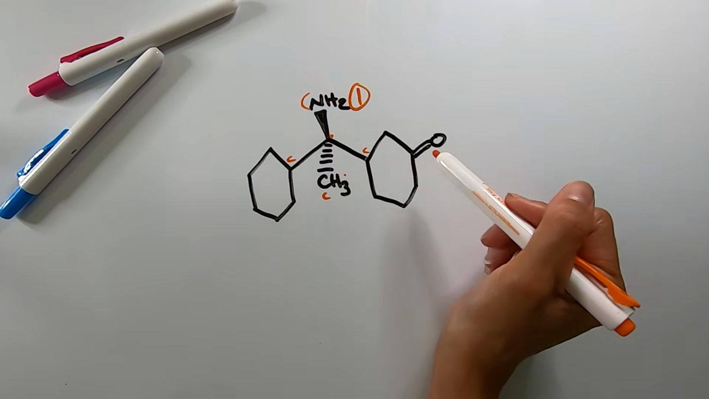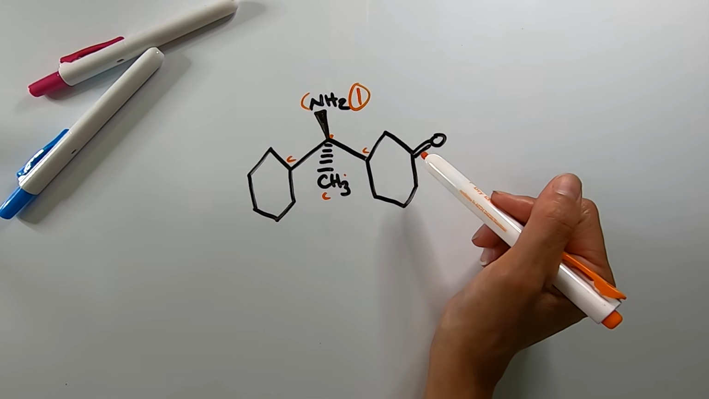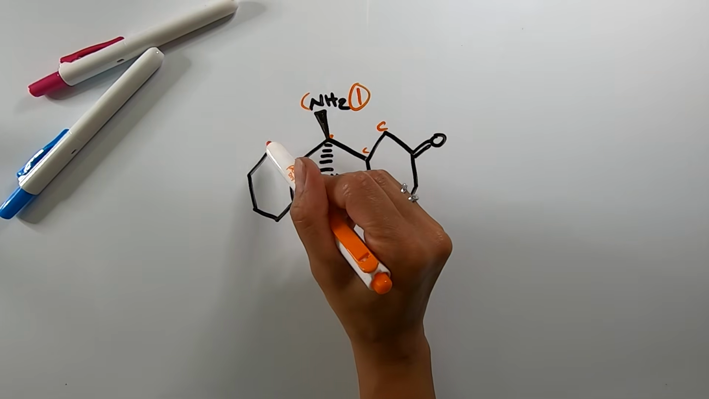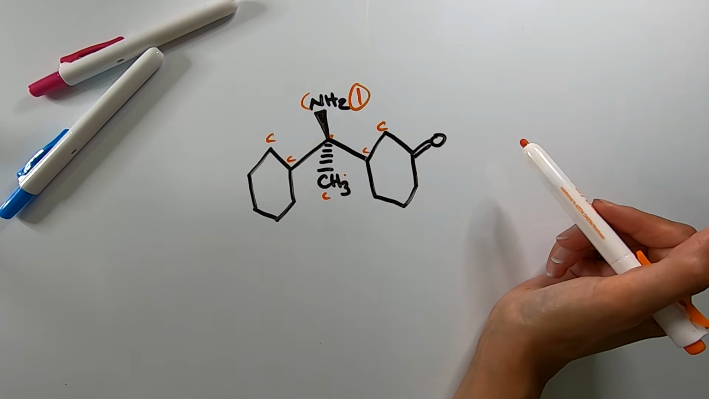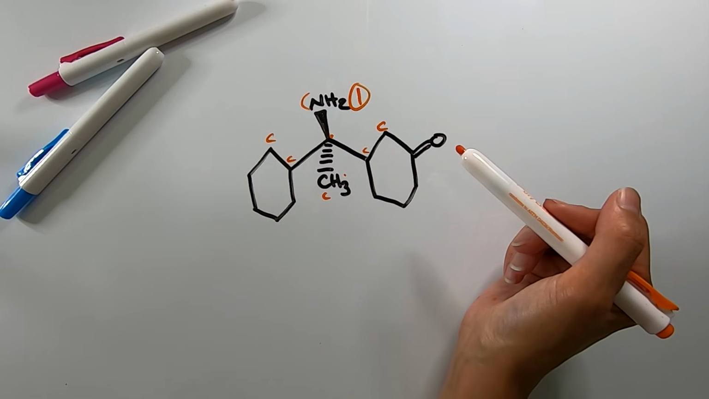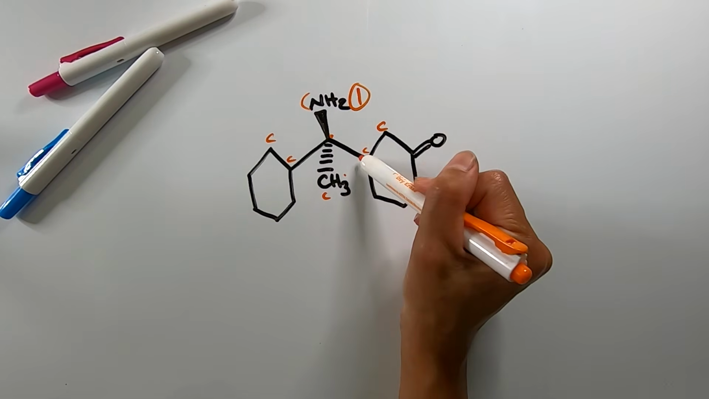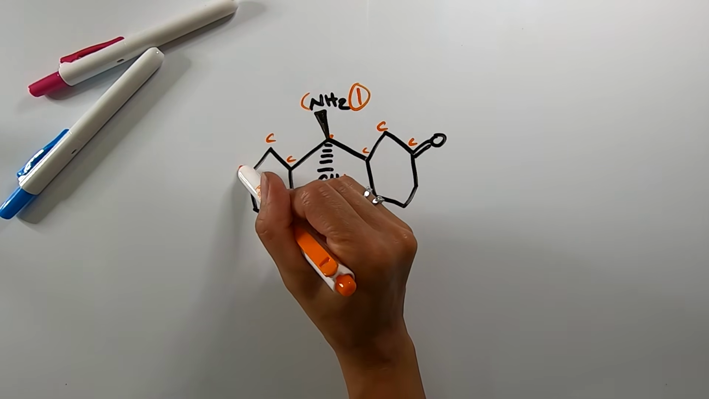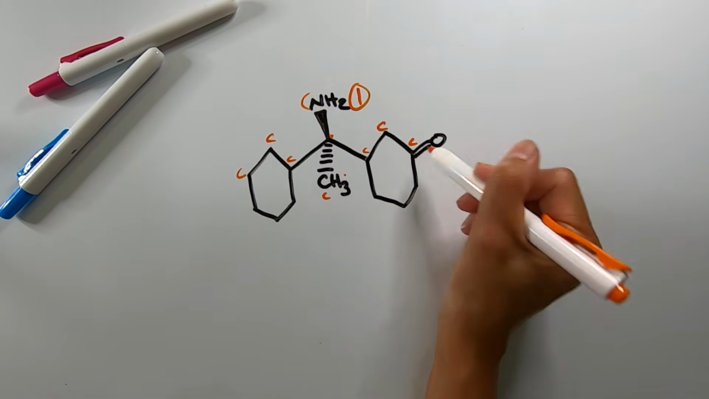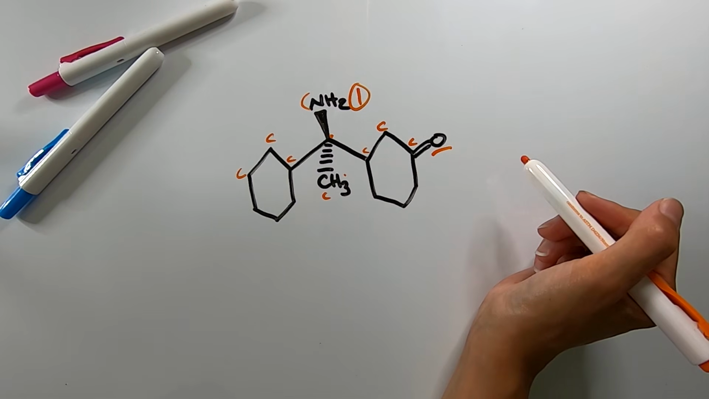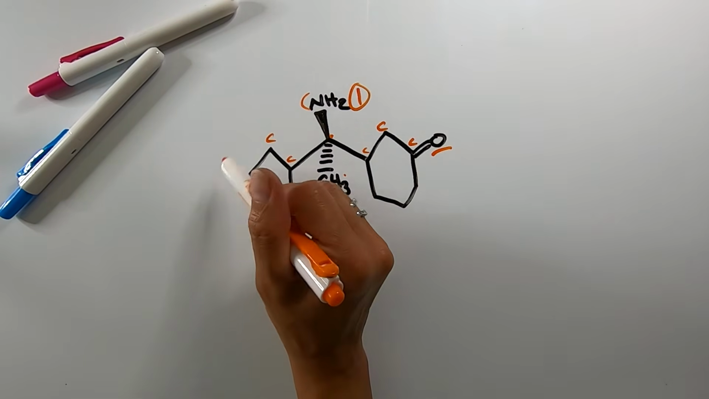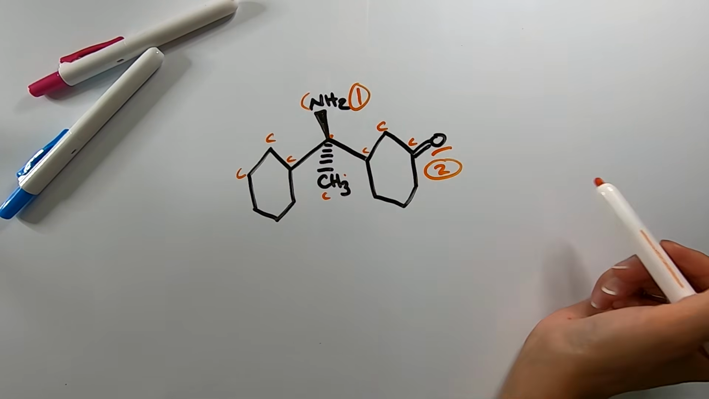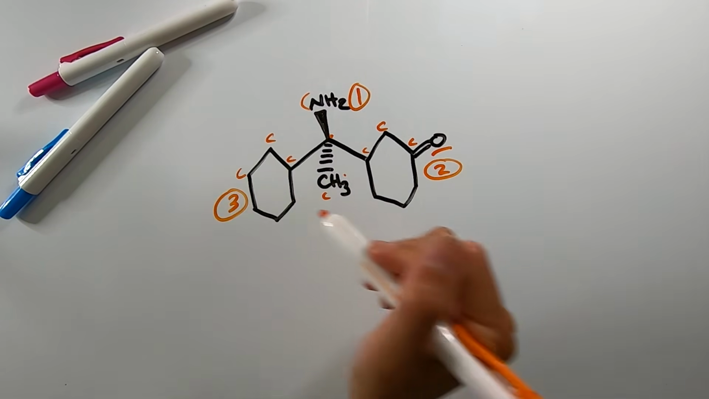So I'll go to the next attached atom in each direction. I'll go this way, and I have a carbon, and then I'll go this way, I have another carbon. Well, now what do I do? Then I go to the next attached atom in each direction. So when I go this way, I have another carbon. When I go this way, I have another carbon. However, this carbon has an oxygen attached to it, while this is just a boring old hydrocarbon ring. So this will get priority 2, and this will get priority 3.